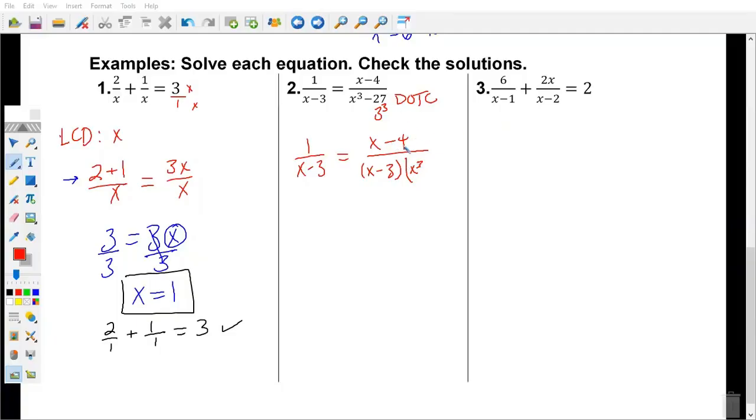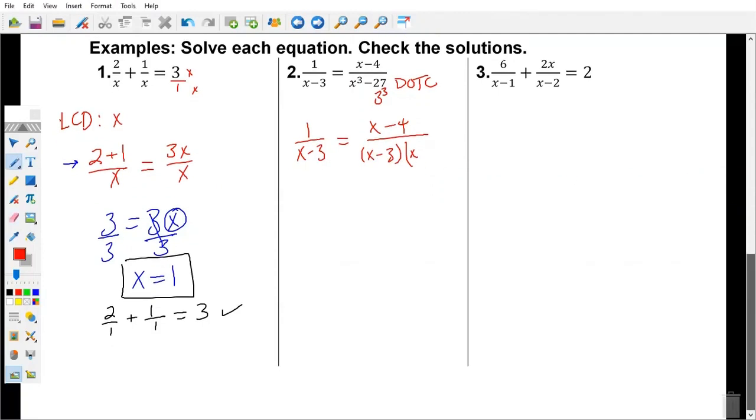Okay, so we left off with the difference of cubes. I have no clue why I wrote square there. So when you're finding a difference of cubes, it is going to be x minus 3. Let me write out the rules at the bottom, just to remind you. So sum and difference of cubes.